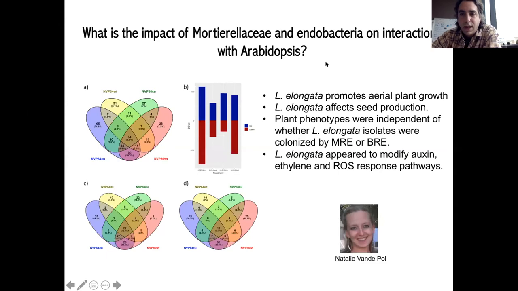And so how does it affect the aerial plant growth? She did RNA-seq experiments and looked at some of these genes, and it appears to involve something with plant hormones, modifying auxin, ethylene, and ROS response pathways.